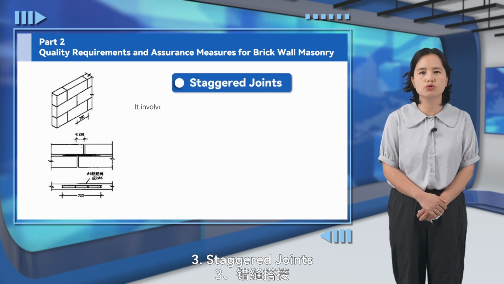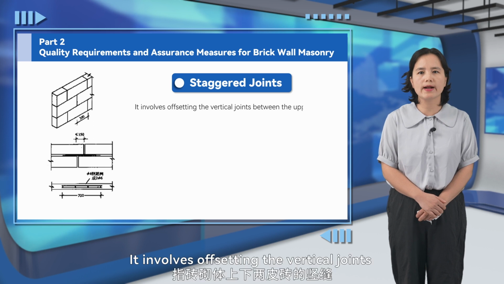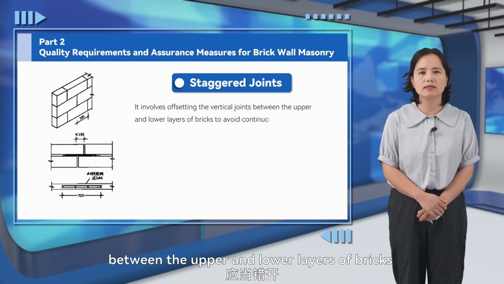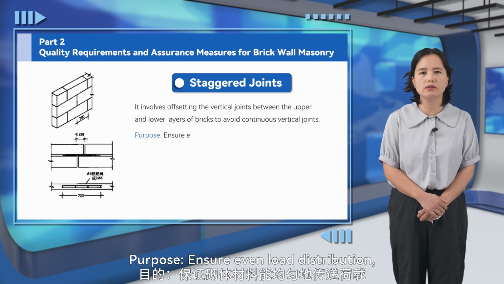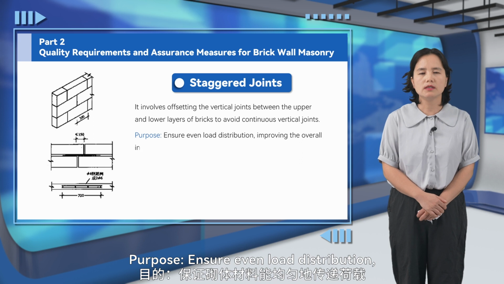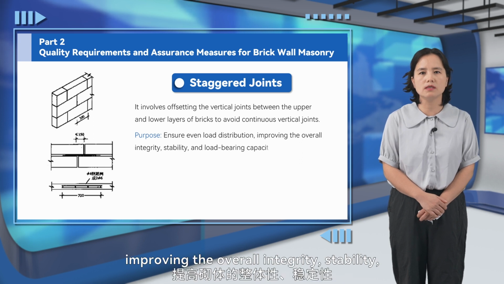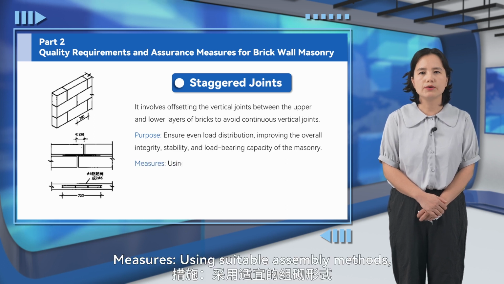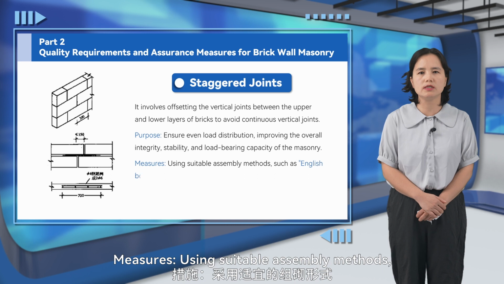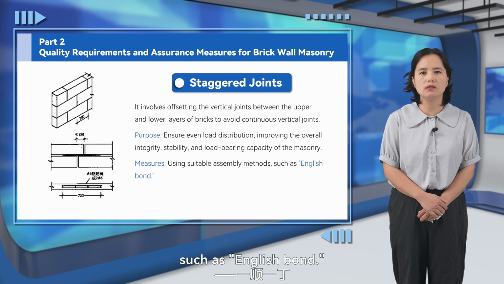3. Staggered joints. It involves offsetting the vertical joints between the upper and lower layers of bricks to avoid continuous vertical joints. Purpose: ensure even load distribution, improving the overall integrity, stability, and load-bearing capacity of the masonry. Measures: using suitable assembly methods, such as English bond.